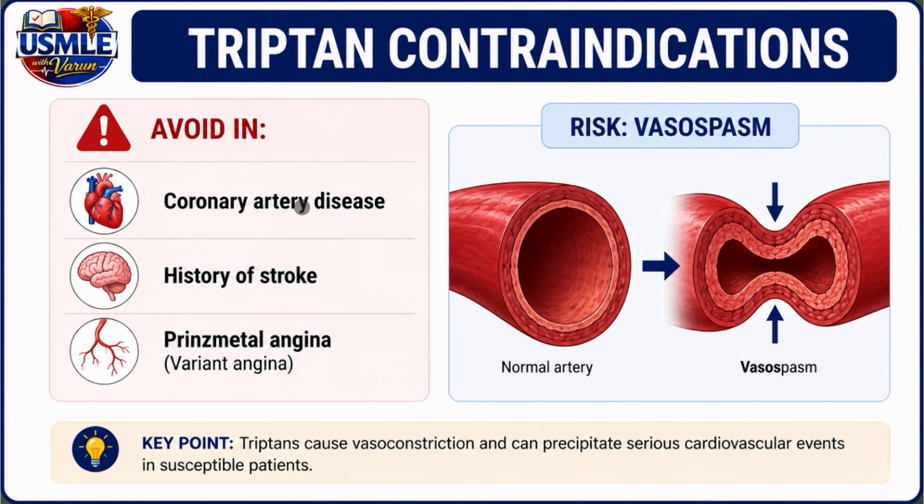Contraindications of triptans include the following. These drugs can constrict blood vessels, so they must not be used in patients with coronary artery disease, previous stroke, vasospastic angina or Prinzmetal angina, or other kinds of vasospastic conditions. Triptans cause vasoconstriction and they can precipitate serious cardiovascular events in susceptible patients. So we need to avoid them in patients with a history of CAD, stroke, and Prinzmetal angina.